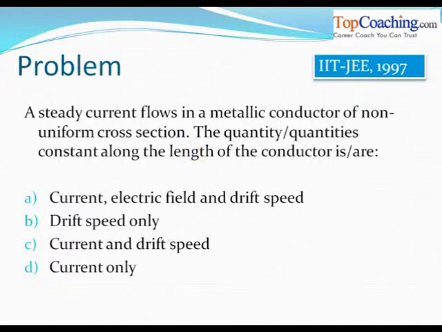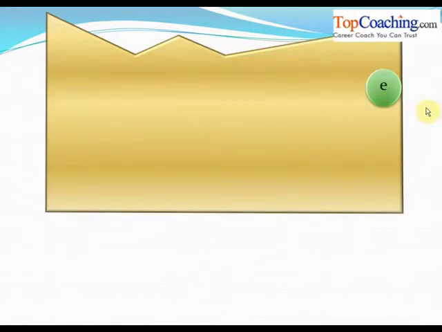Basically in this question, we are given a metallic conductor that has a non-uniform area of cross-section, and we are asked, across this metallic conductor, will the current vary, will the electric field vary, and will the drift speed vary? So we are given these three quantities, current, electric field and drift speed, and we are asked if they will vary. So let's take a look. So this is a metallic conductor.